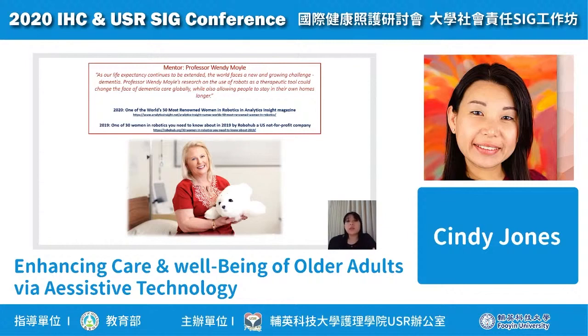Last year, she was one of the 30 women in robotics you need to know, listed by RoboHeart, a US not-for-profit organization. This year, she was listed as one of the world's 50 most renowned women in robotics by Analytics Insight magazine. I provide the link here, so have a read of these articles. This is a lovely picture of her with Paro, and I highlighted a quotation in one of the magazines: as our life expectancy continues to extend, the world faces a growing challenge, which is dementia. Professor Wendy Moy's research on the use of robots as a therapeutic tool could change the face of dementia care globally, while allowing people to stay in their own home longer.